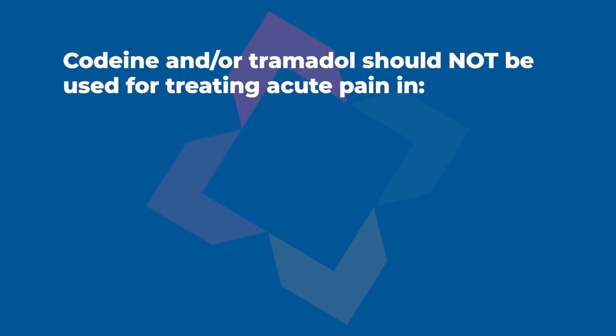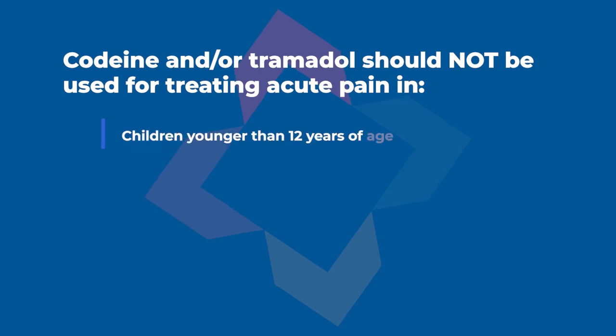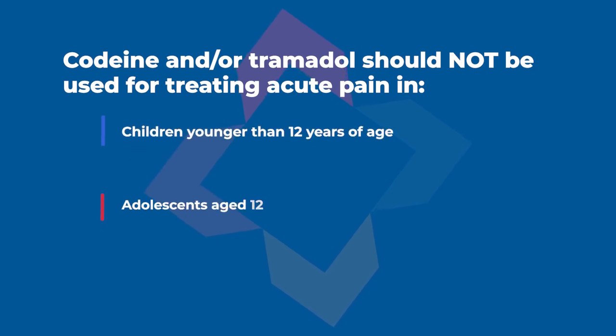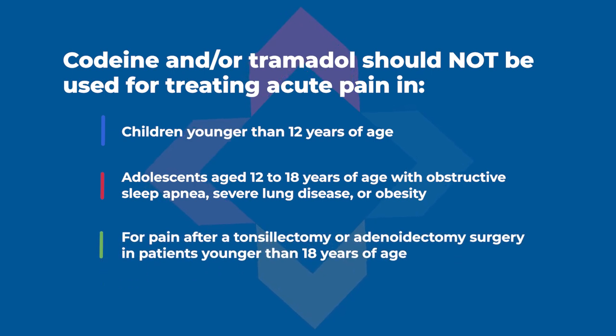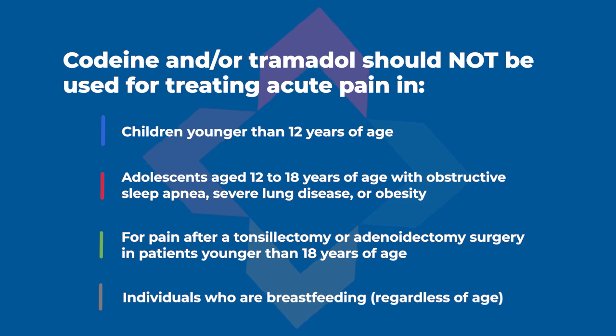Codeine and tramadol should not be used to treat acute pain in any of the following situations: for children younger than age 12, for adolescents 12 to 18 years of age who also have obesity, obstructive sleep apnea, or severe lung disease, for patients with post-surgical pain after a tonsillectomy or an adenoidectomy under the age of 18 years, and for any patients who are breastfeeding.